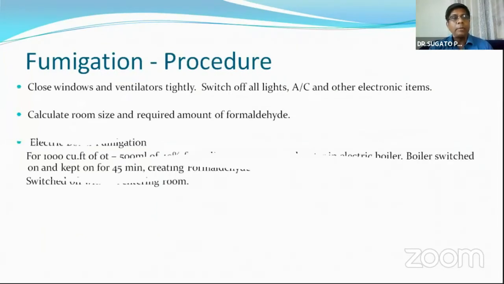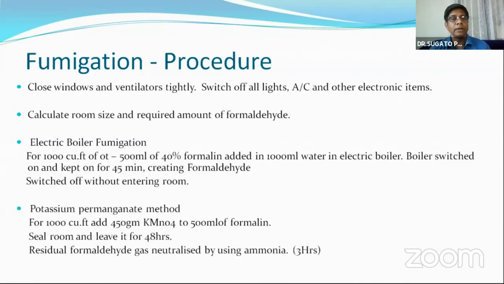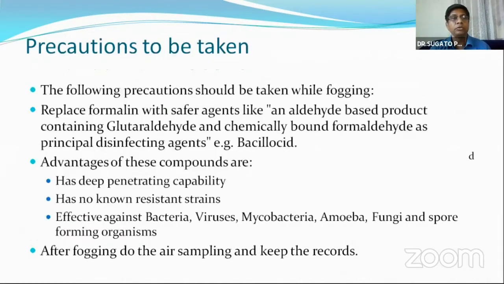We have to calculate the amount of formaldehyde used. There are two methods. One is electric boiler fumigation, where for 1000 cubic feet of OT, 500 ml of 40% formalin is used in 1000 ml of water in an electric boiler, which is switched on for 45 minutes. And the other is the potassium permanganate method, where for 1000 cubic feet, 450 gram of potassium permanganate is used with 500 ml of formalin and is left for 48 hours. Ammonia is required for residual formaldehyde gases to be neutralized.